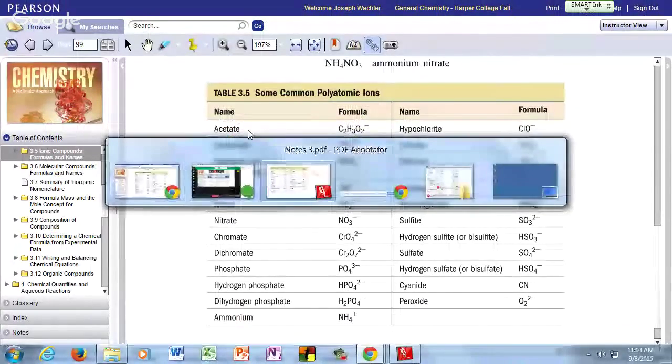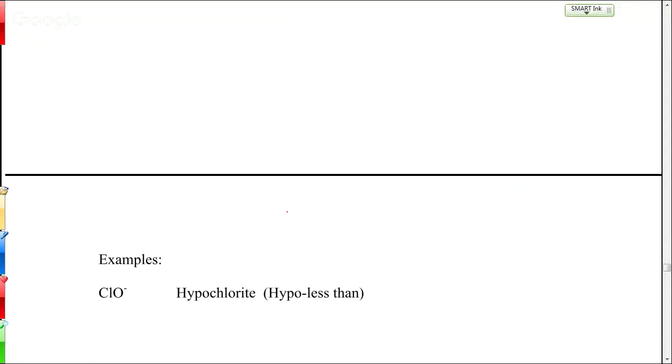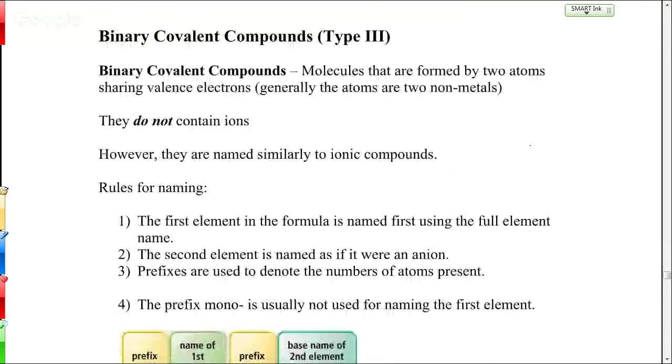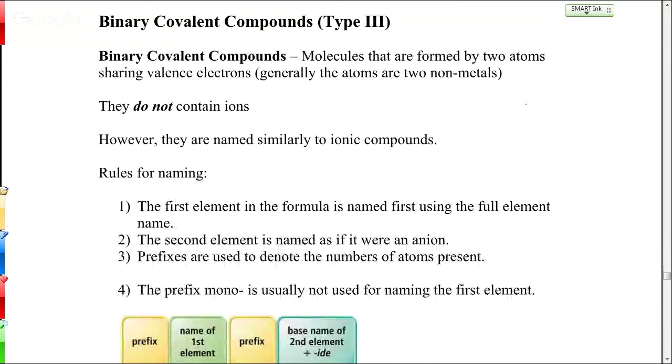So we talked about these different naming rules. Let's talk about the final categories of names, and then we will get into some practice. So I think it's probably more helpful to just try it than going through all the names. But the final category are the binary covalent compounds. And these are compounds that don't have any metals in them.